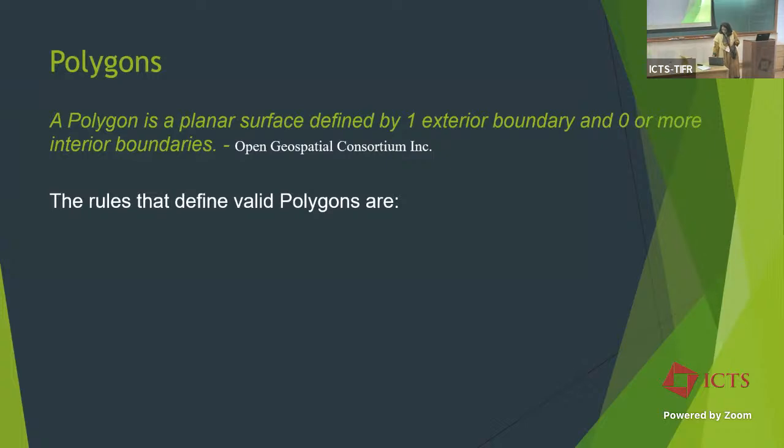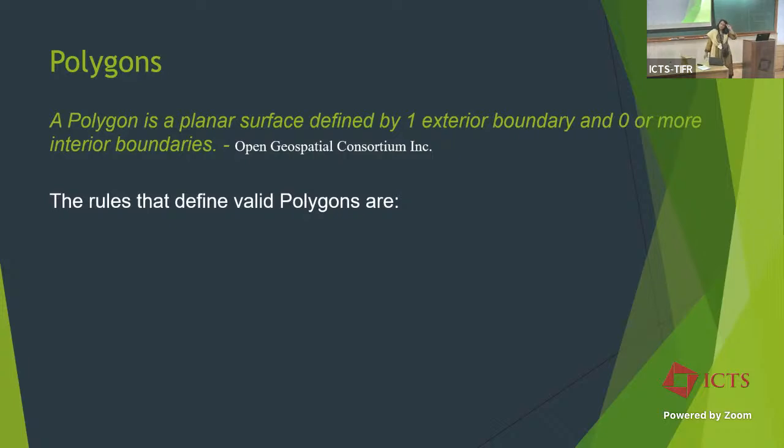So a little more about polygons. They're planar surfaces defined by one exterior boundary and zero or more interior boundaries. So for example, if you have a polygon representing a pond or a lake, and you have little islands inside the lake or the reservoir, those have to be defined using another polygon, which defines where the gap or the spatial hole is in the larger polygon, okay?